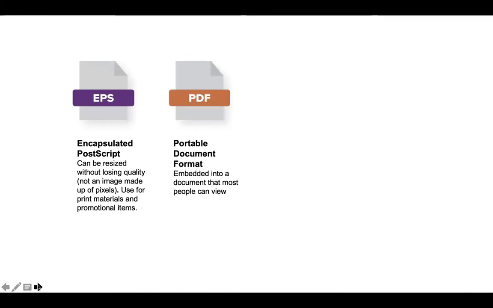The files that you can download come in EPS. An EPS file is great to use because you can scale the image without losing resolution or having it become pixelated. We use these for print materials, promotional items, and signage. A PDF you might just use to view it. Anybody can open a PDF and see the logo.